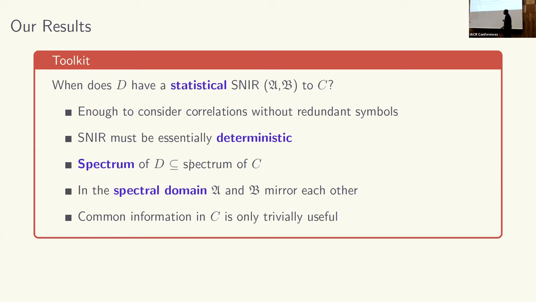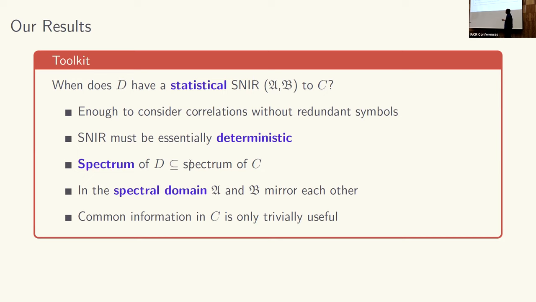Further, an important observation that Hai also makes is that an SNIR protocol involves only deterministic functions. Both A and B in this instance can be thought of essentially as deterministic functions. Then our main necessary condition says that the so-called spectrum of a correlation D has to be contained inside the spectrum of the correlation C. We will see this notion of spectrum, which is like the name of the title of the talk. So this is about spectral analysis of this particular model.